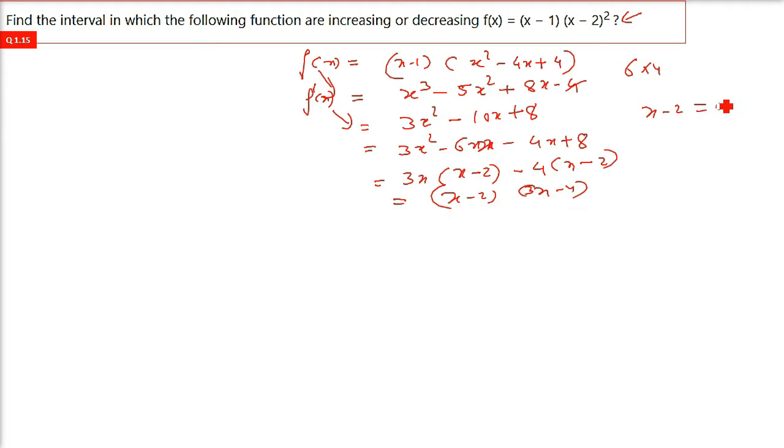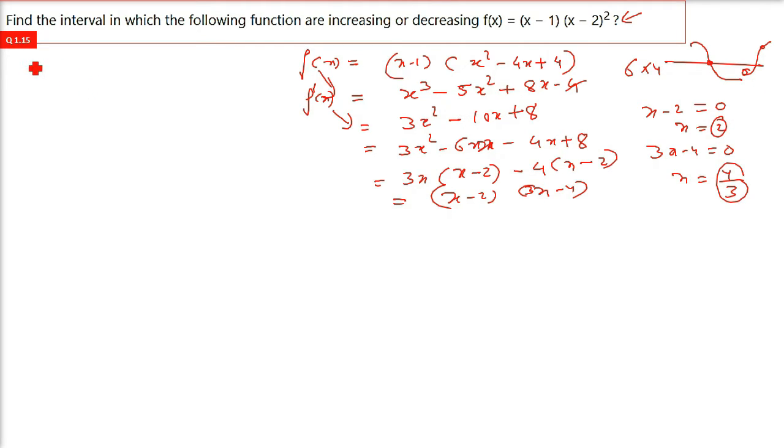So what do you get? X minus 2 equals to 0, and so x equals to 2, and 3x minus 4 equals 0, that is x is equal to 4 by 3. So this x equals to 2 and x equals to 4 by 3. These are the critical points. So this critical point will tell you on the left or on the right, where this curve is increasing or decreasing, or these are the intervals. There are different intervals where the function is increasing or decreasing.